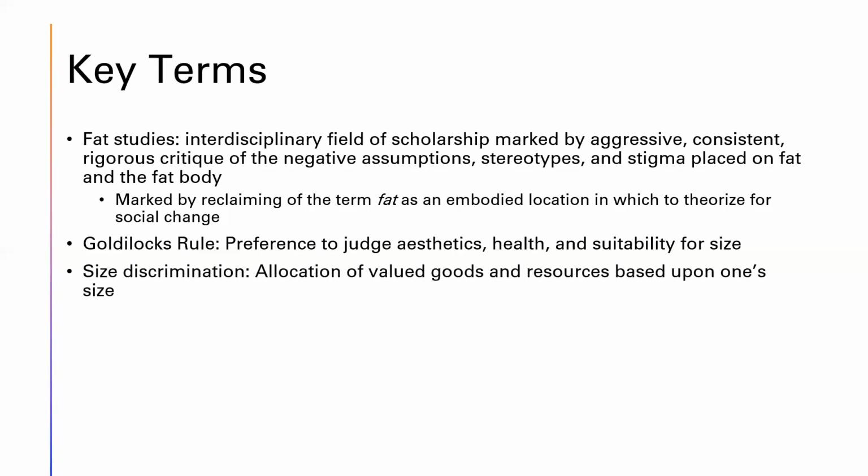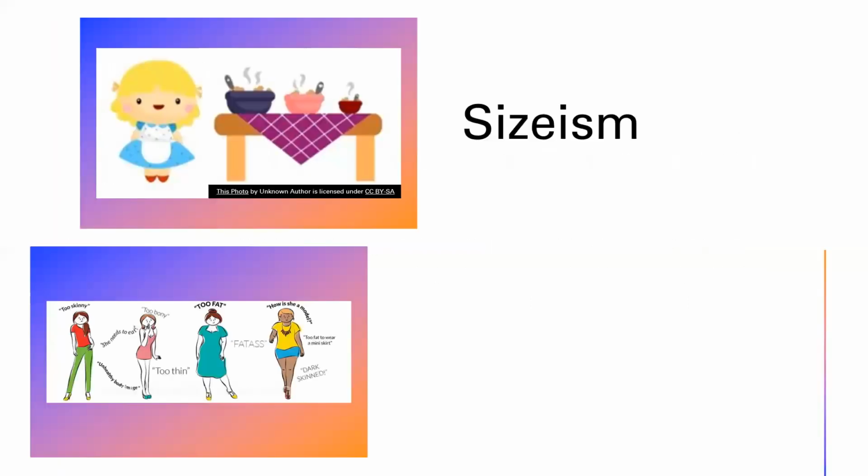Size discrimination. Basically, this is the allocation of valued goods and resources based upon one's size. In particular, it privileges people who are thin, and marginalizes people who are considered to be obese or of size. So when we think about sizeism, this is basically discrimination against people based upon their body weight and their shape. It's rooted in healthism. When we think about healthism, sizeism is right underneath it.